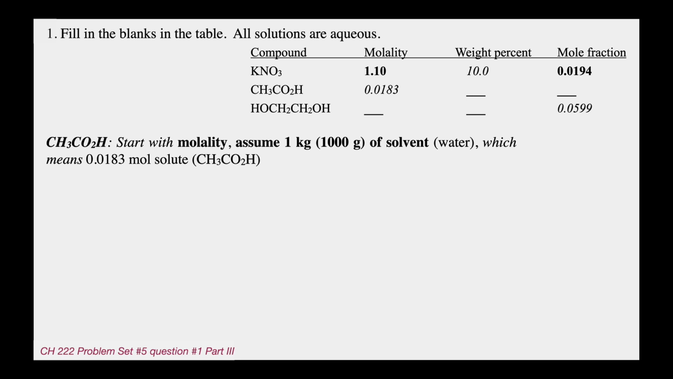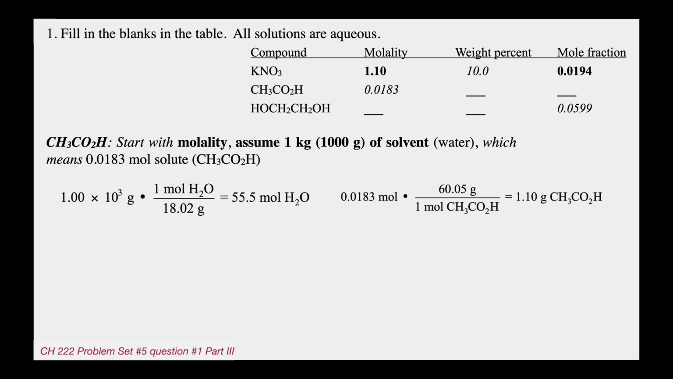That also means then, if we have exactly 1 kilogram, that we have 0.0183 moles of solute, the acetic acid. Like I said earlier, you want to have grams and moles of both solvent and solute. We have moles of solute, so we need to convert that into grams of solute using the molar mass. We have grams of solvent, but we want to turn that into moles of water using the molar mass of water. So this next part is just me doing that. I'm taking the 1,000 grams, turning it into moles, 55.5 moles of water.